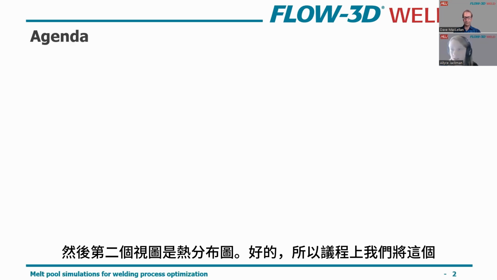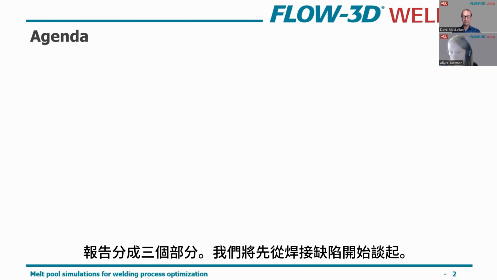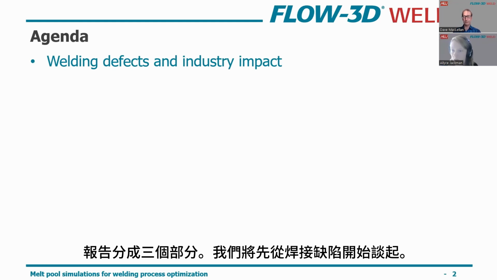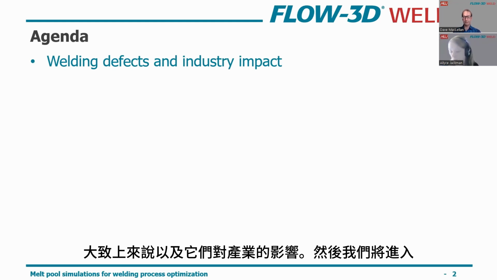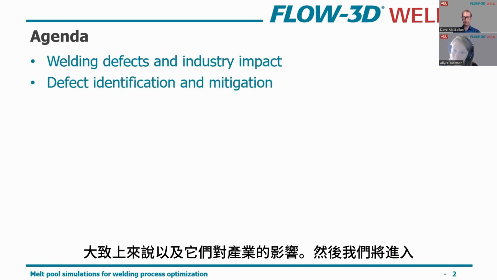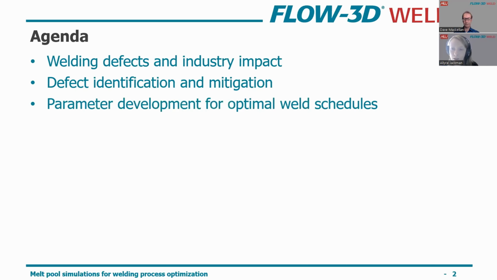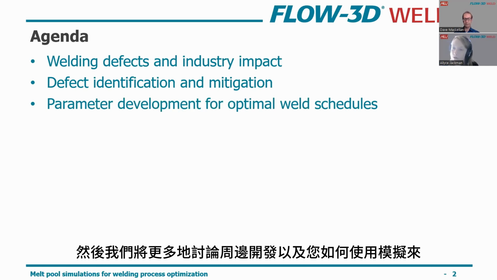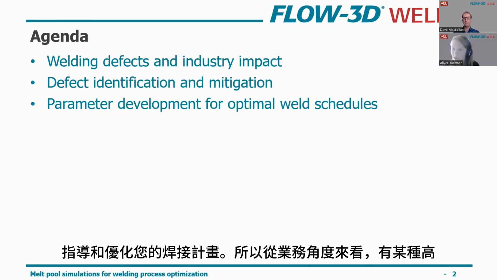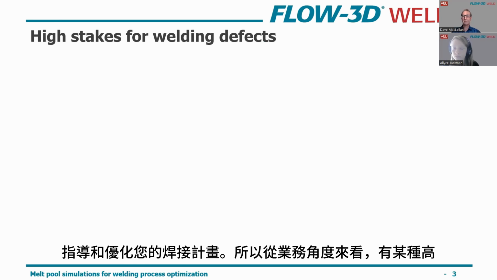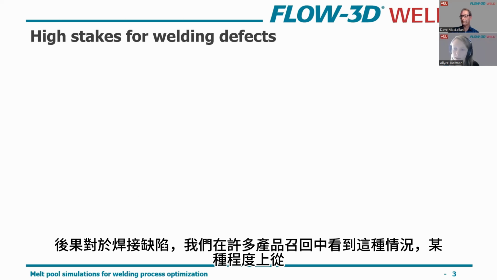Okay, so on the agenda, we're going to divide this presentation into 3 sections. We're going to start off by talking about welding defects generally and the impact that they have on the industry. Then we're going to go into defect identification and mitigation and how we approach this from a simulation standpoint. And then we will talk about parameter development and how you can use simulation to guide and optimize your weld schedules.